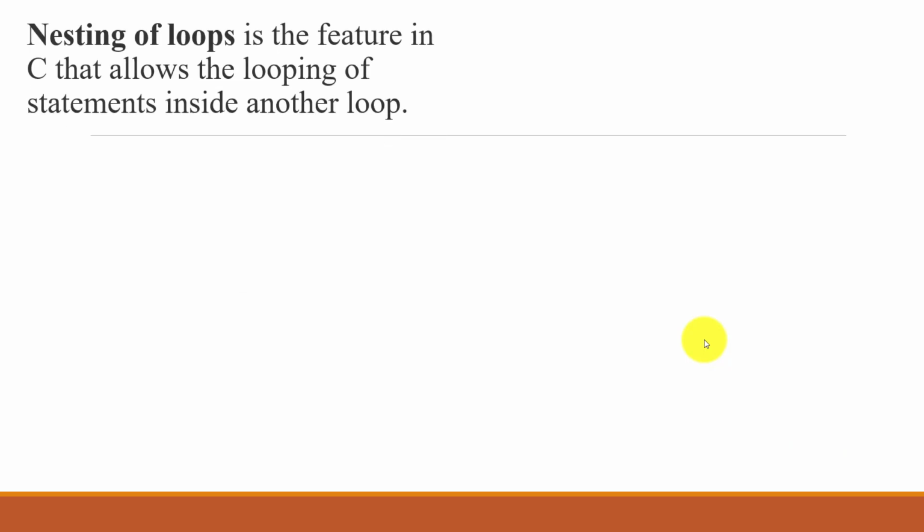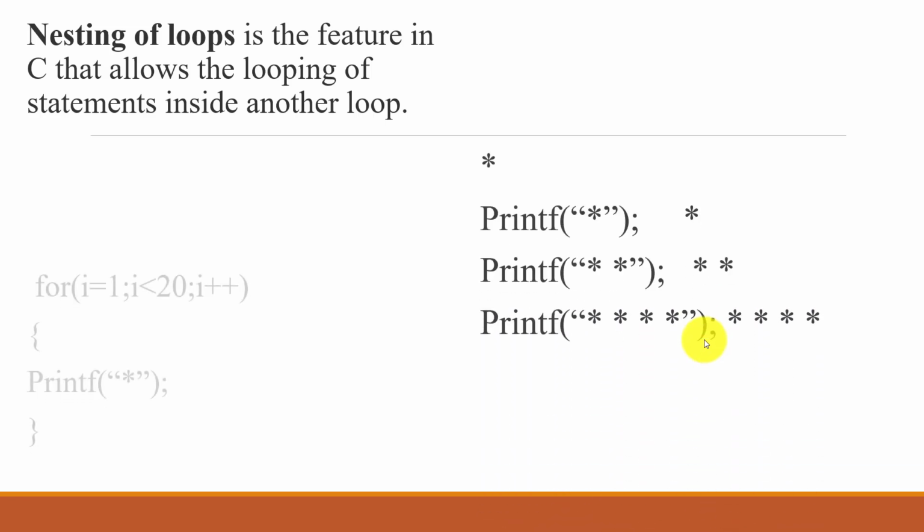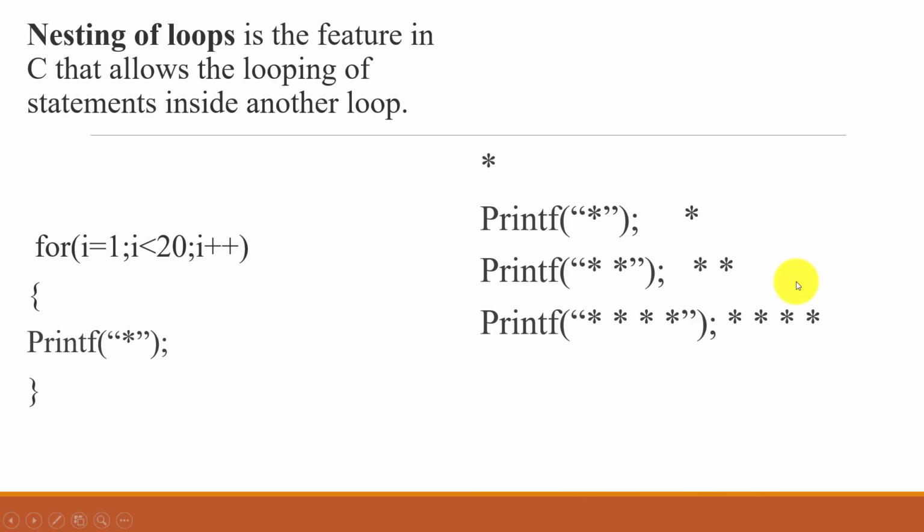Now we know what a nested loop is. A nested loop is a loop inside a loop. We already discussed in the last video how we print the star pattern. If I want to print such a star pattern, I write it in a for loop. This is the inner for loop which is actually going to print the star. In this code, the star is going to print till I is less than or equal to 10.